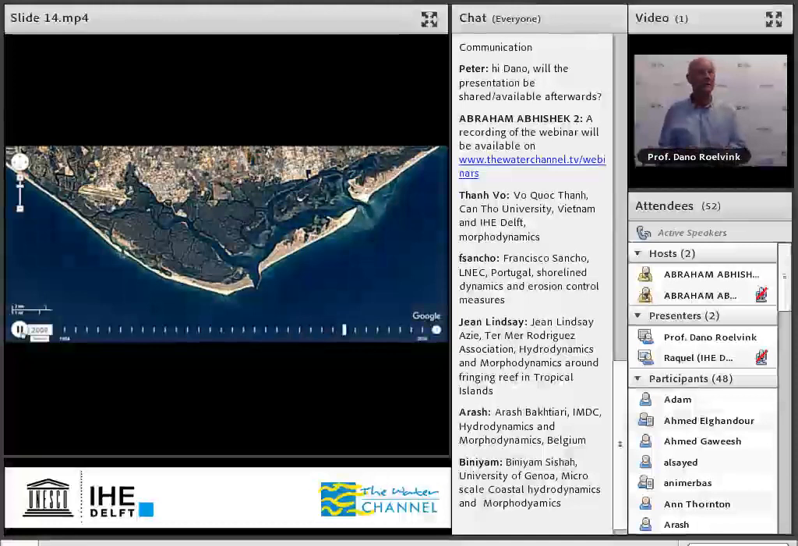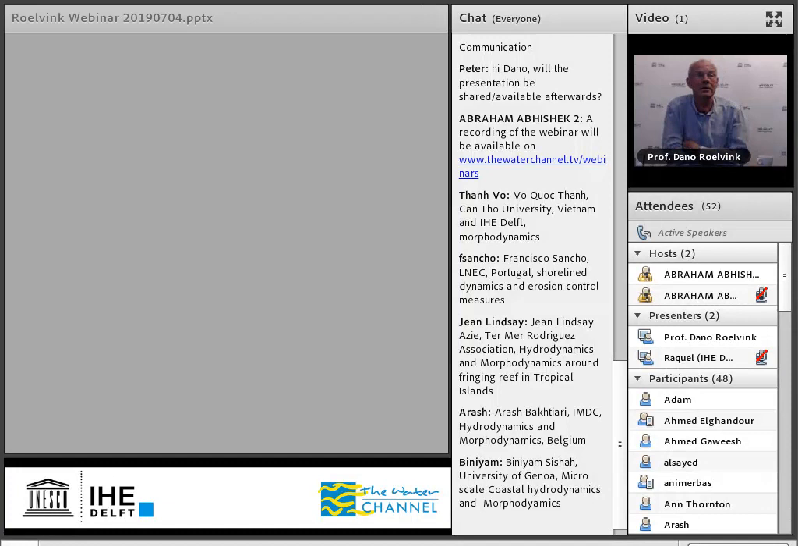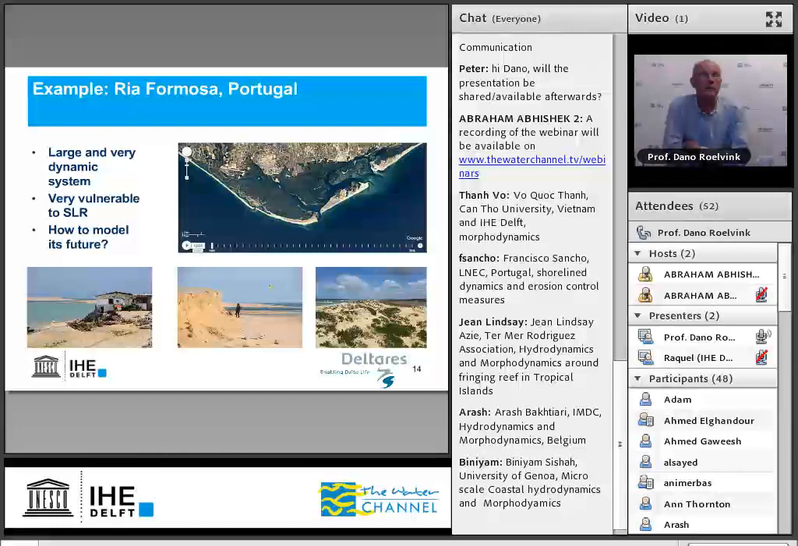Maybe we can go back to the presentation. So we see here we have this house on the bottom left. It is not there anymore. It's been eroded away. And we see now and then we have big dune erosion. We also have dune growth. So how do we model the future of a complex system like this?